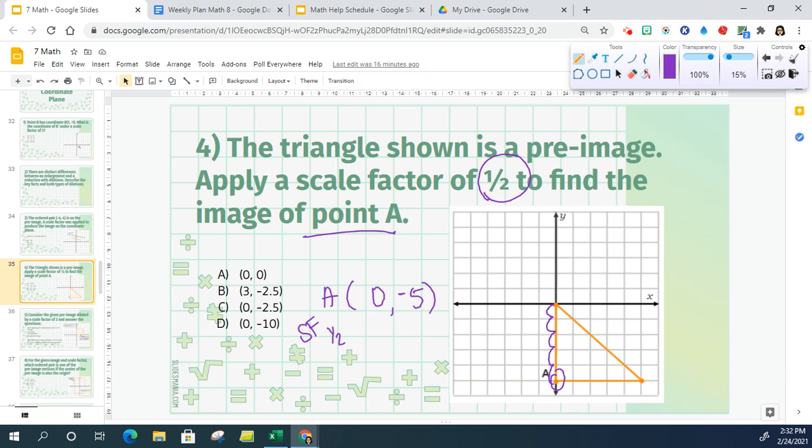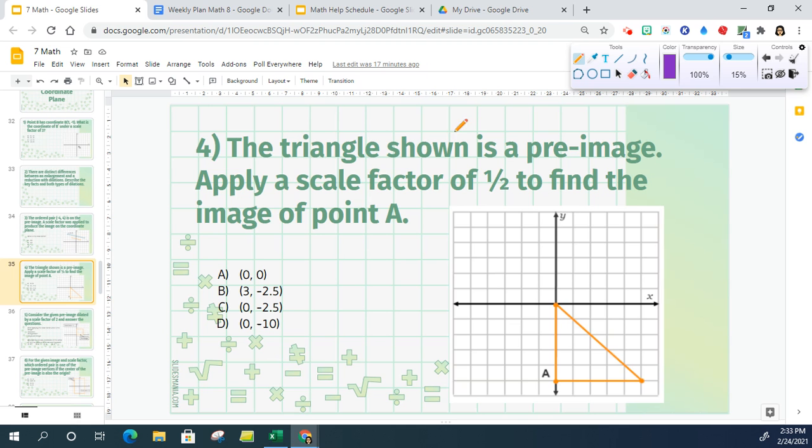Our scale factor is 1/2. That means we're multiplying by 1/2. What is 0 times 1/2? 0. And if you need to use a calculator on this, feel free. What's -5 times 1/2? Yeah, it's -2.5. So that's my A prime. That's my new coordinate, which is C.